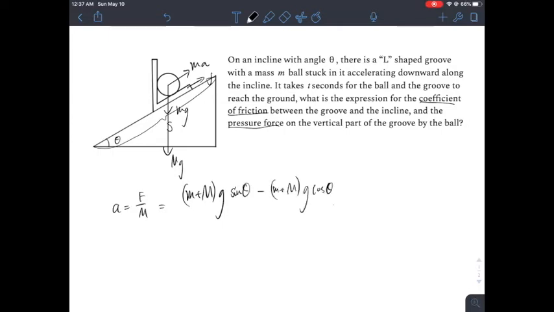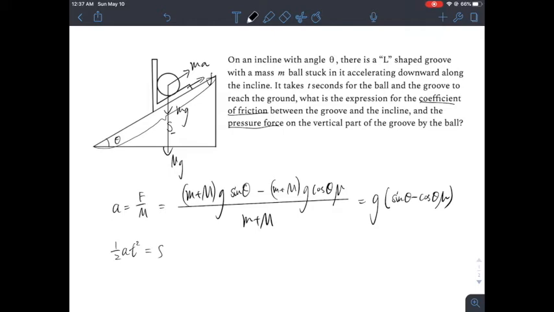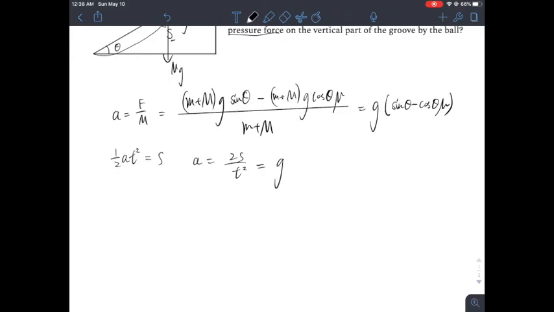We know a is equal to F divided by m. Then we know F is equal to the gravitational force times sine minus the friction force times cosine, minus the friction force, and divide by the mass. Then we get g times sine theta minus cosine theta times mu. Also, from the kinematic formula, we know it takes distance s and t seconds to get down to the ground. Then we can solve for a is equal to 2s divided by t squared. Then we set it equal to our original expression.